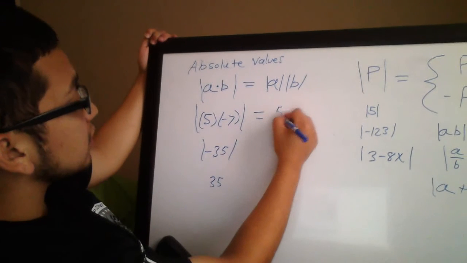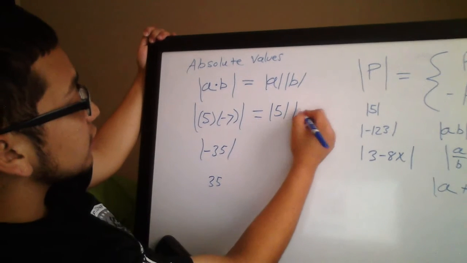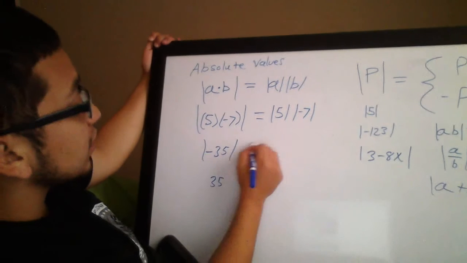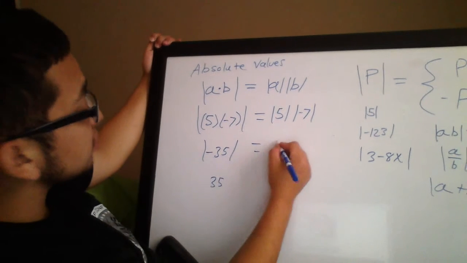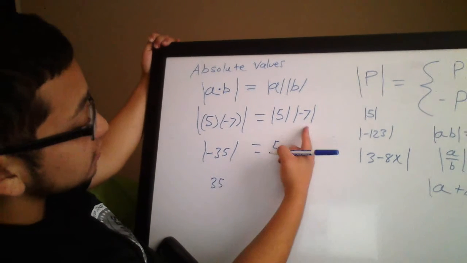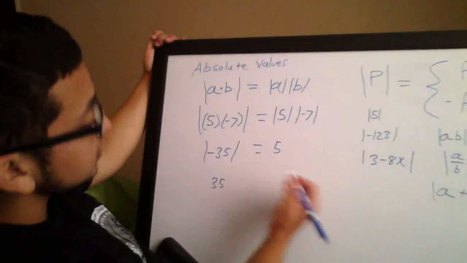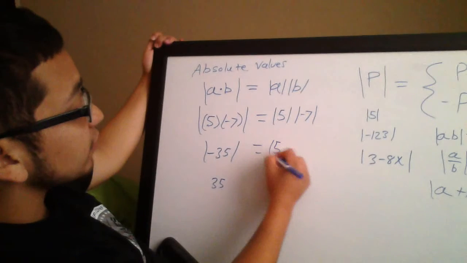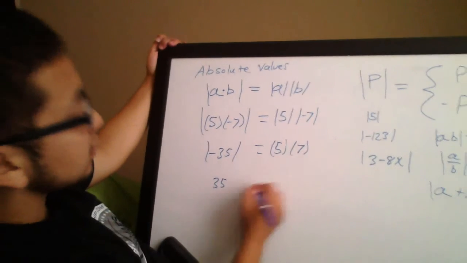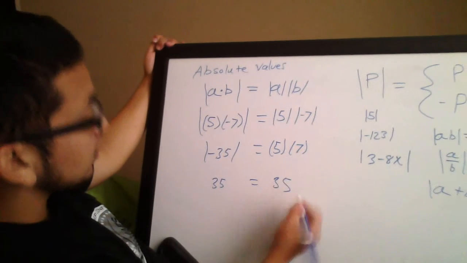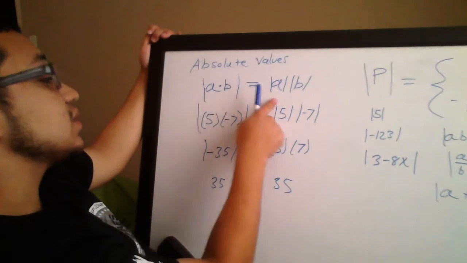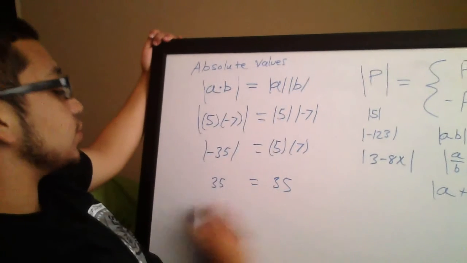So what if I use this example here? Well, I did the absolute value of 5 times the absolute value of negative 7, and that's going to equal to, the absolute value of 5 is just 5, and the absolute value of negative 7, I have a negative, so negative times a negative is a positive, so I need a positive 7. So I have 5 times 7, so that equals 35. So you can see that this property is true.